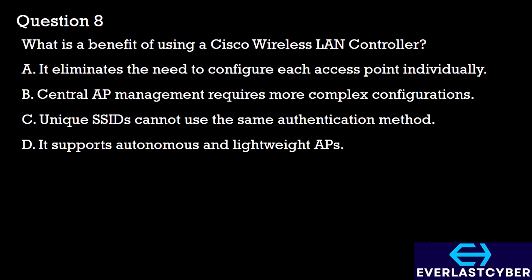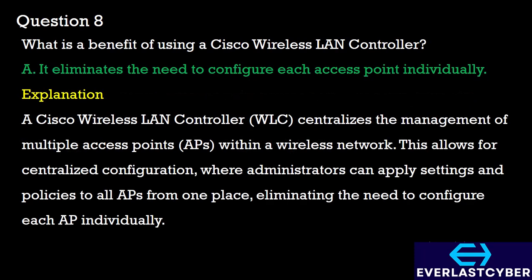And in option D, Cisco Wireless LAN controllers are actually designed to manage lightweight access points. Autonomous access points function independently and are not managed by a wireless LAN controller. So that is also out of the question. So for number 8, our answer is option A. The benefit of using a Cisco wireless LAN controller is that it allows for centralized configurations. So the administrators can apply settings and policies to all the access points from one place.